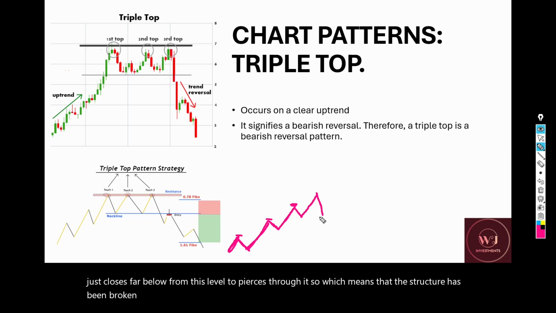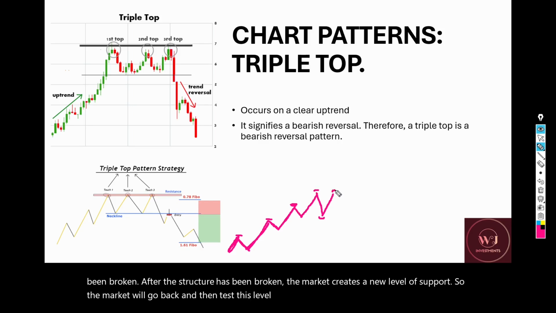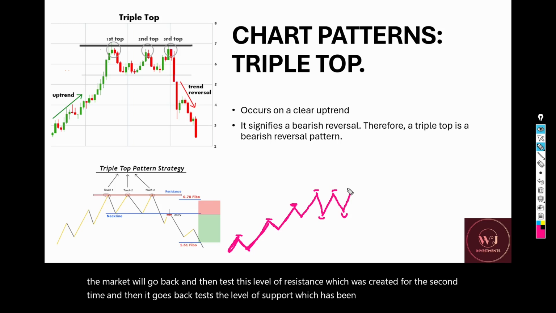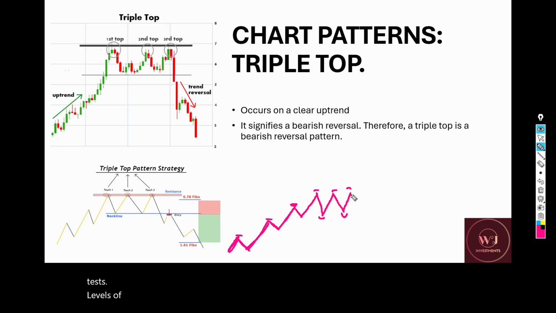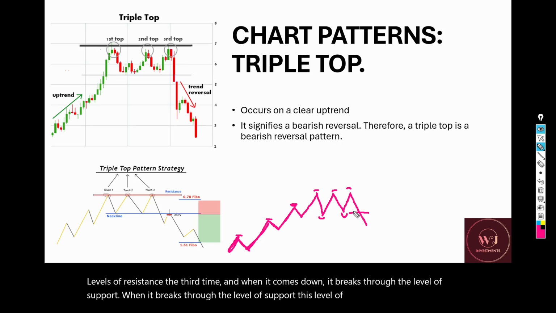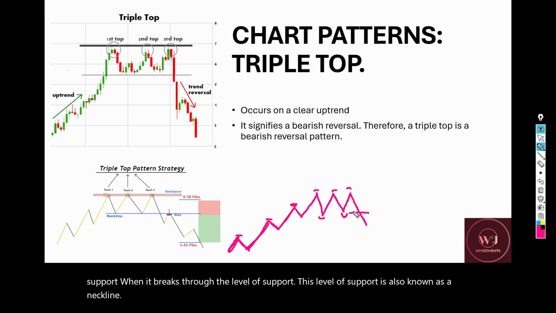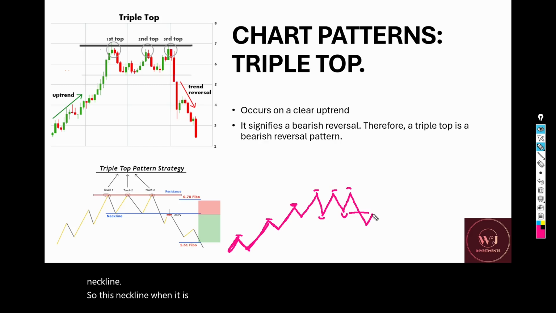After the structure has been broken, the market creates a new level of support. So the market will go back and then test this level of resistance, which was created, for the second time, and then it goes back, tests the level of support which has been created, then it goes back and tests the level of resistance the third time, and when it comes down, it breaks through the level of support. When it breaks through the level of support, this level of support is also known as a neckline. So when this neckline is broken, we confirm that we have a triple top chart pattern. 1, 2, 3.